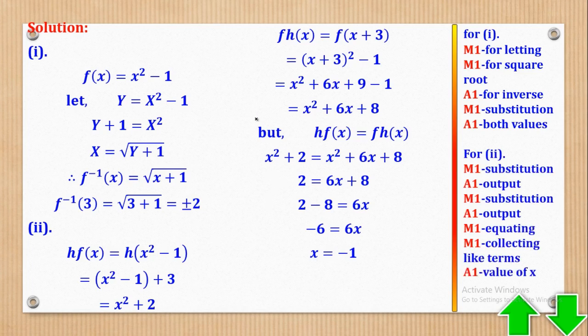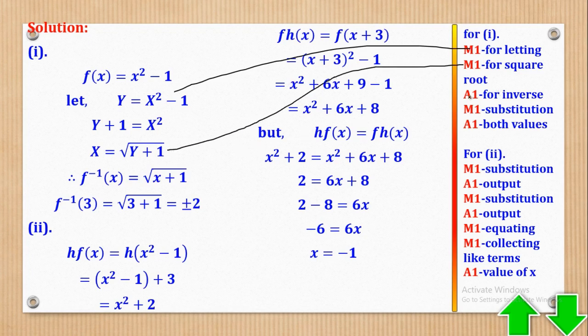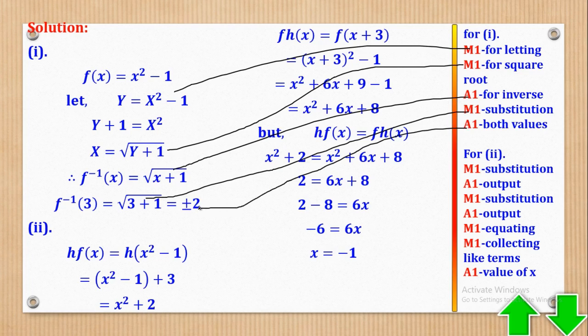So we shall start with Roman 1. For Roman 1, M1 will be for letting, another M1 for the square root, another A1 for the inverse function. Then M1 for substituting into the inverse function, and A1 for both values of inverse of F3. So note it is both values, plus or minus 2. So that was Roman 1.